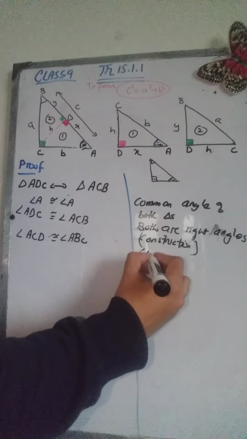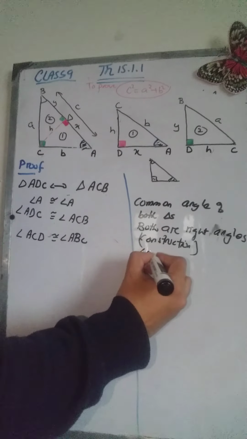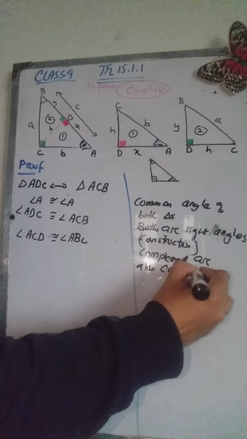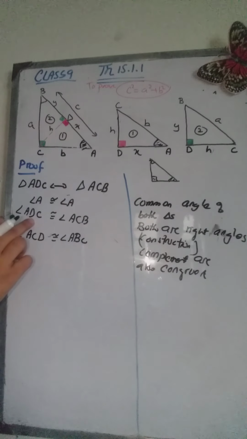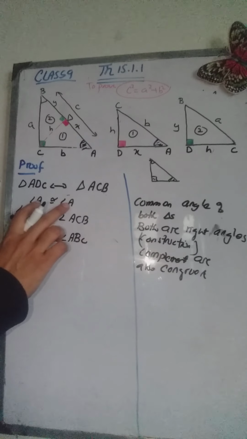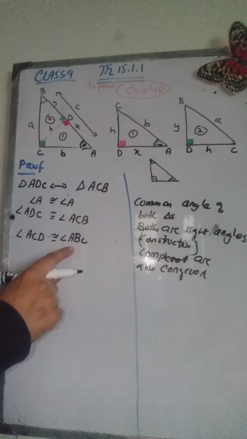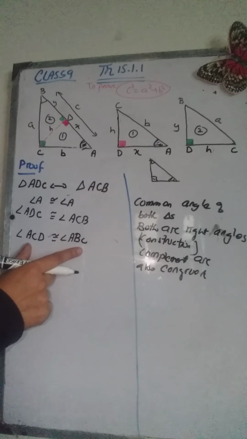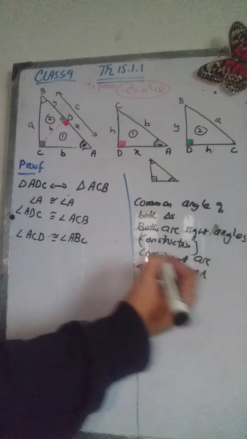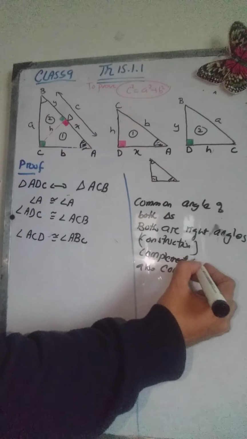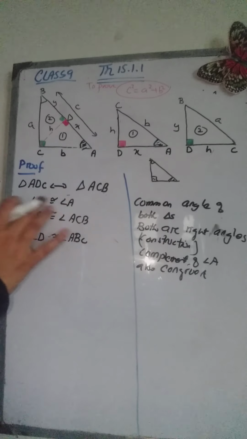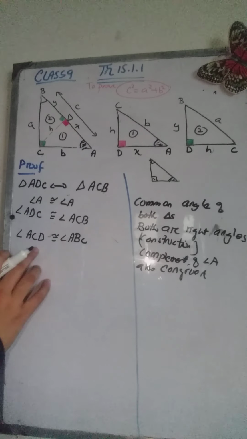So complements of congruent angles are also congruent. One angle is 90 in both the triangles, and this is the complement of angle A and this is also the complement of angle A. Both of these will be equal, because they are complements of the same equal angles. Therefore, they are also going to be equal.